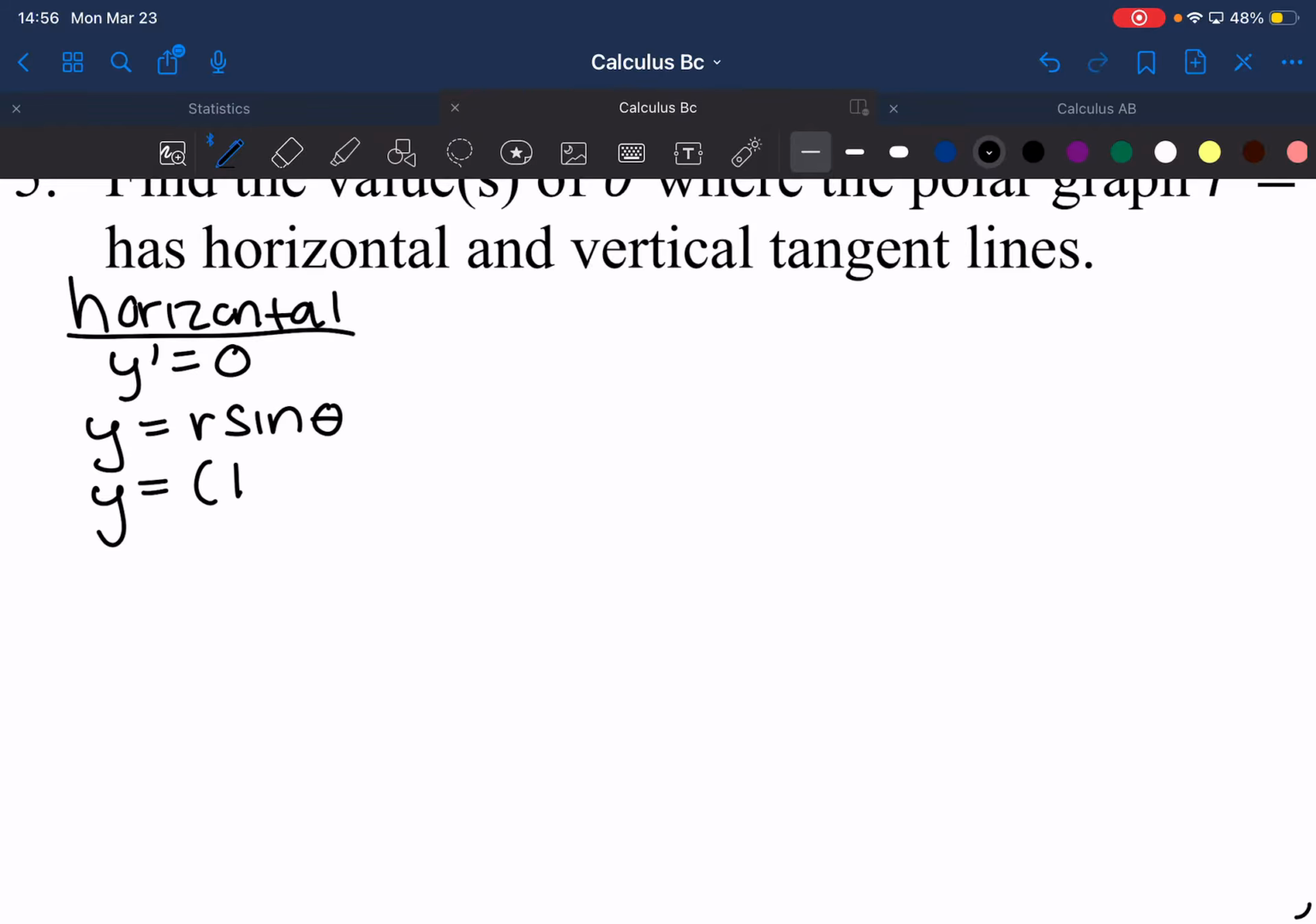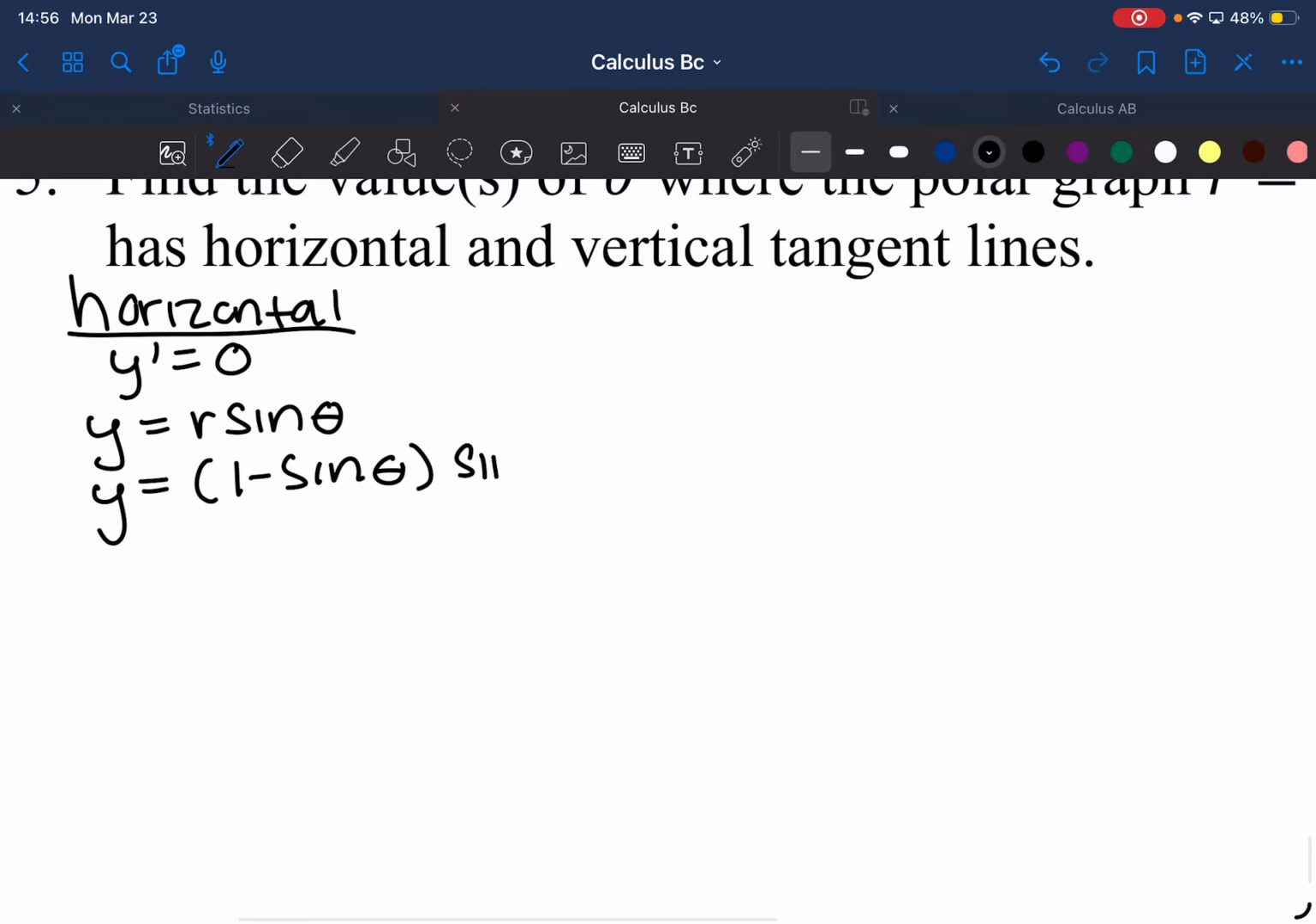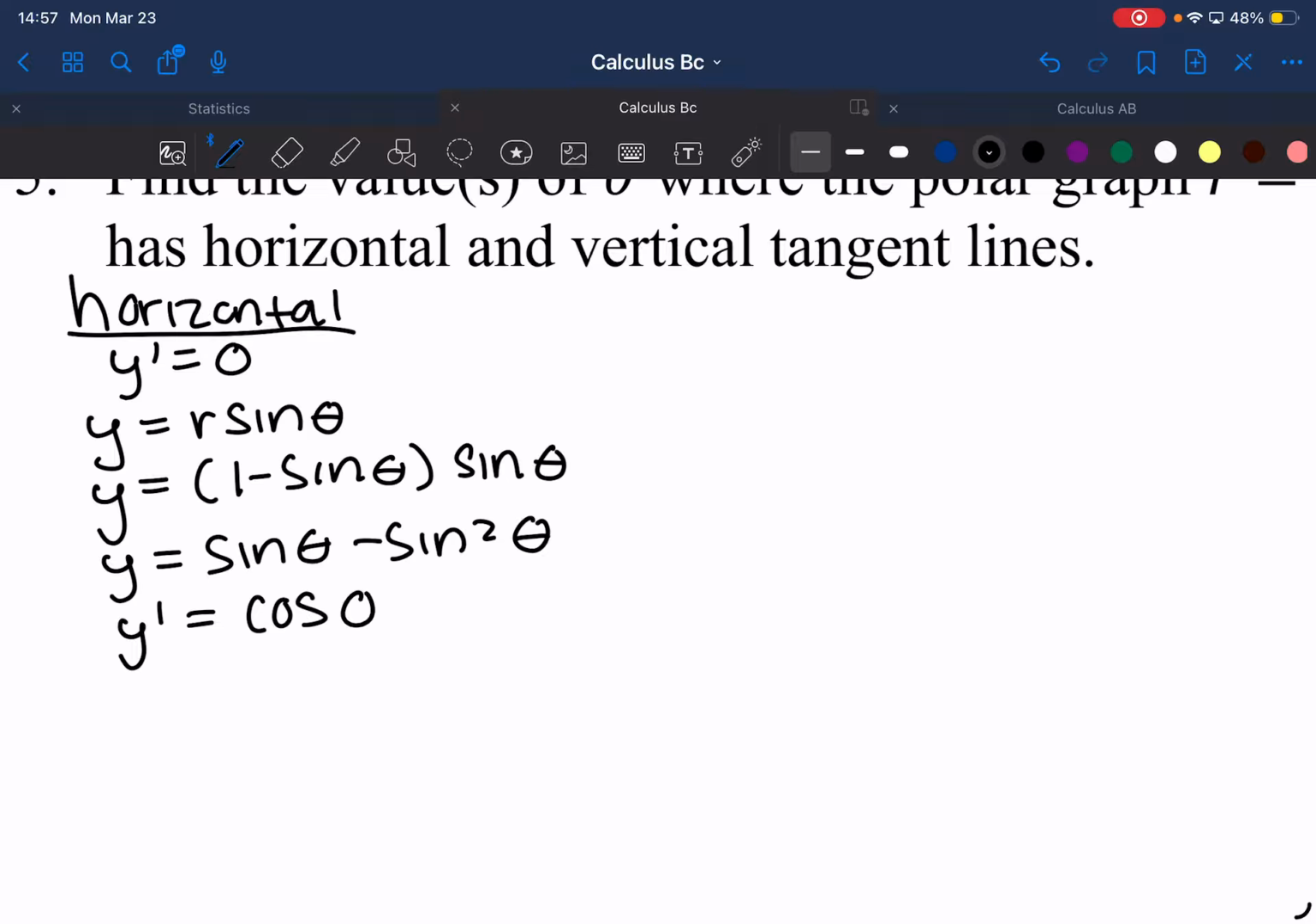Okay, I'm going to then distribute sine inside, or you could use the product rule. The reason why I decide to distribute this is because when I do that, I don't have to use the product rule anymore. I'll just use the chain rule on that sine squared theta. Then I'm going to take the derivative, and I get cosine of theta minus 2 sine theta cosine theta. So chain rule, I bring the 2 in the front, rewrite the function, and then take the derivative of sine, which is cosine.